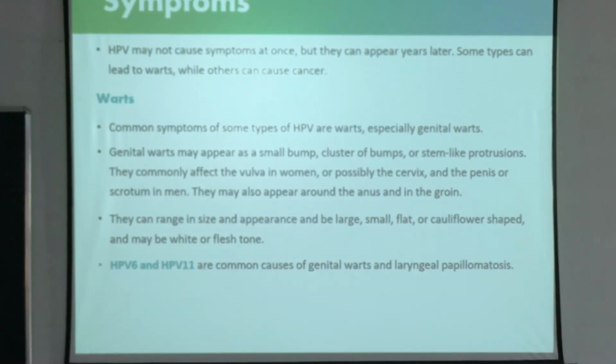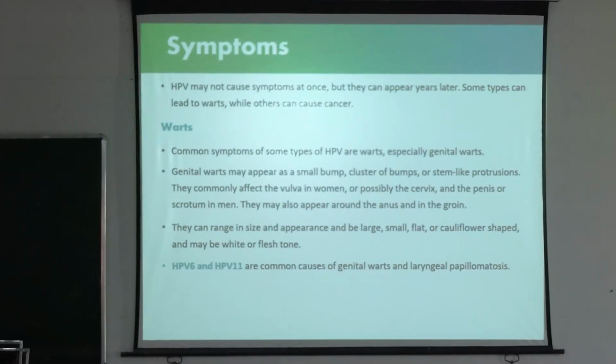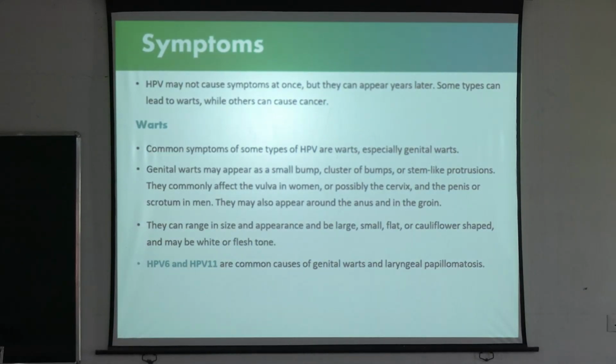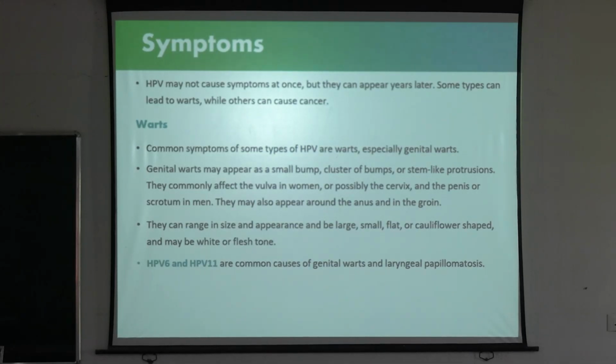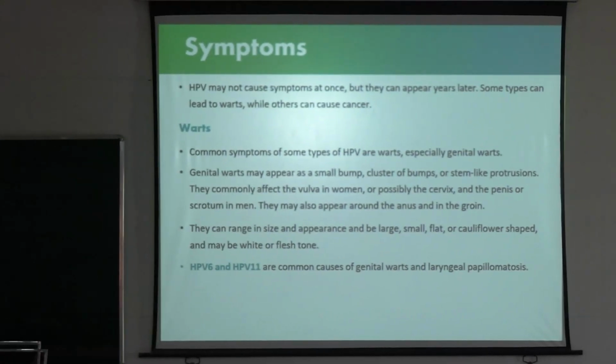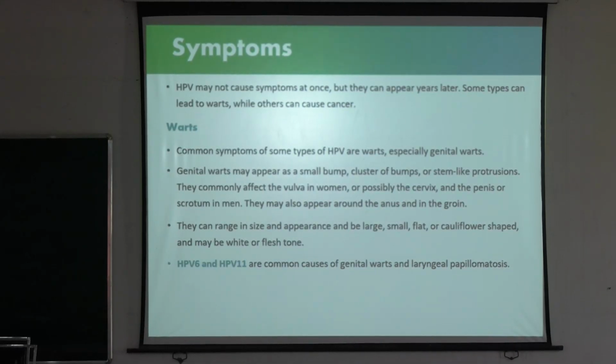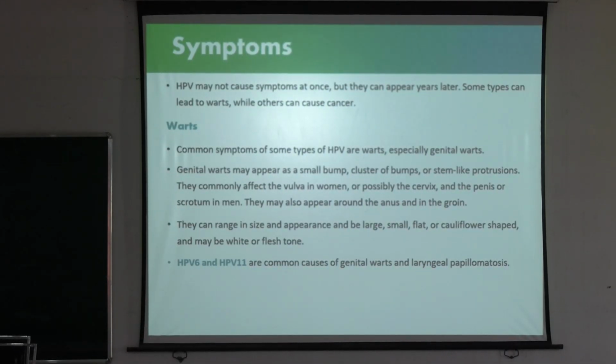Genital warts may appear as a small cluster of bumps, with stem-like protrusions. They commonly affect the vulva in women, possibly the cervix, and the penis or the scrotum in men. They may appear also around the anus and in the groin region. They can range in size, be large, small, flat, cauliflower shaped, and may be white or flesh tone. There are many subtypes, but 6 and 11 are common causes of genital warts and laryngeal papillomavirus. So you can also get HPV infection in the larynx.